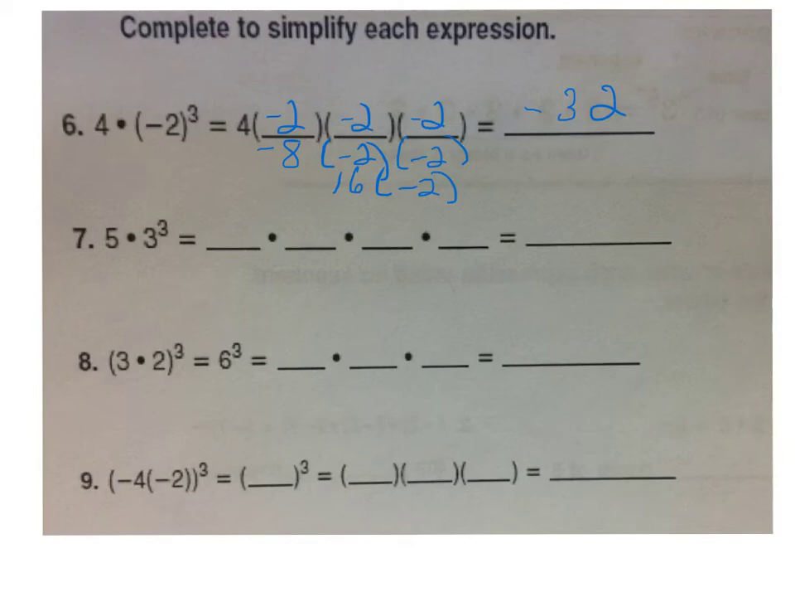We've got inside the parentheses, which means the base here is negative 4 times negative 2. And that quantity is being raised to the 3rd power. So we're going to follow order of operations. We're going to do what's inside the parentheses first. Negative 4 times negative 2 is positive 8. Now we have 8 cubed, or 8 to the 3rd power. 8 times 8 times 8. Okay, 8 times 8 is 64. And 64 times 8 is 512.